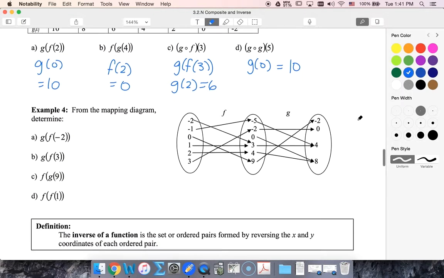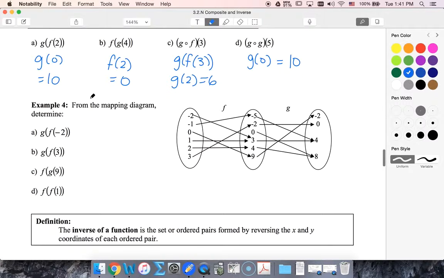We could do something similar with a mapping diagram. G of f of negative 2, well, f of negative 2, this is my x. Here's what happens when I get out f, and here's what happens when I get out my g. So this x is like f of x here. It's my output, but now it also acts like an x to get out my g. So over here I've got g of f of x is what I really have here.